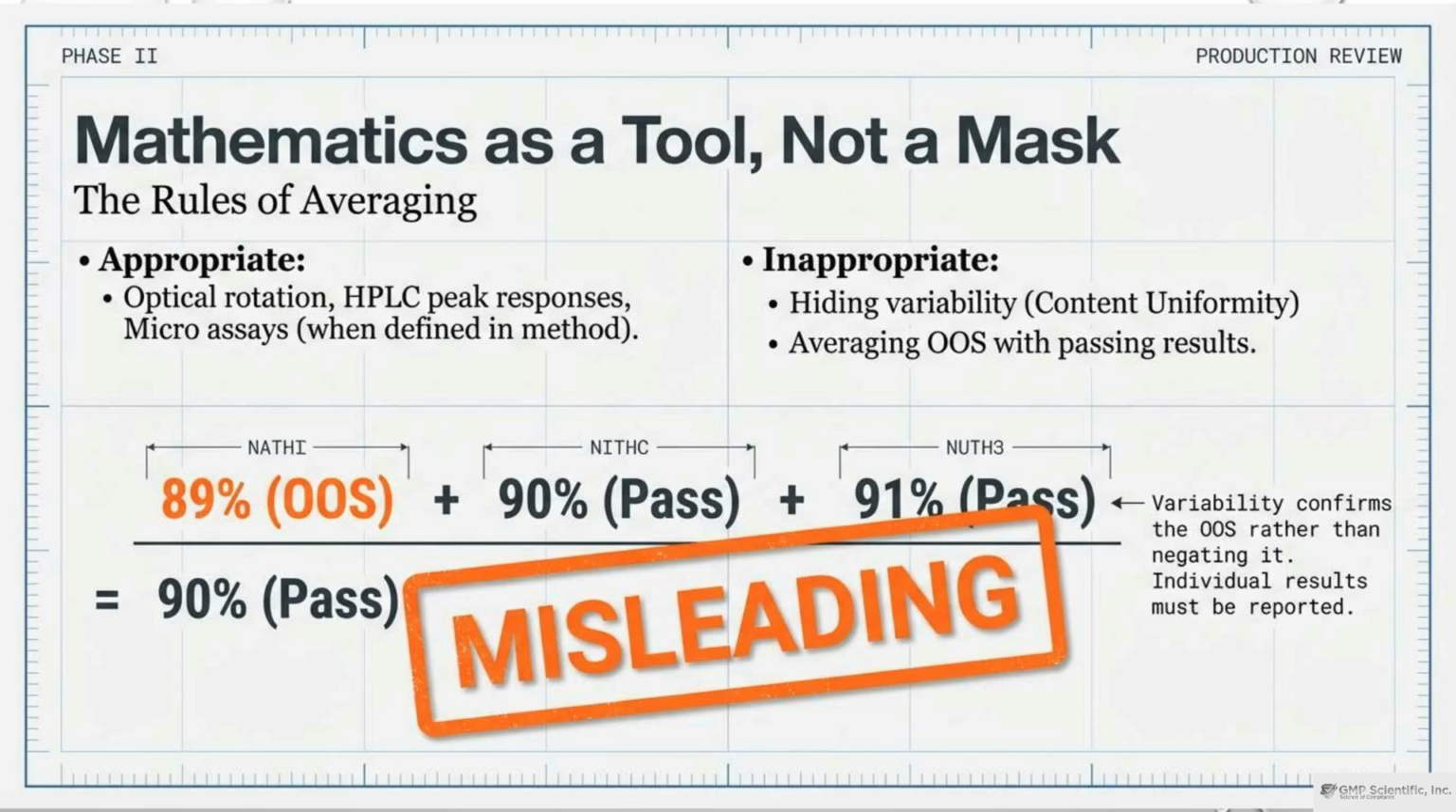Mathematics should be a tool, not a mask. Averaging results to hide variability or combine OOS with passing values is misleading and inappropriate. Individual test results must be reported and evaluated on their own merit.